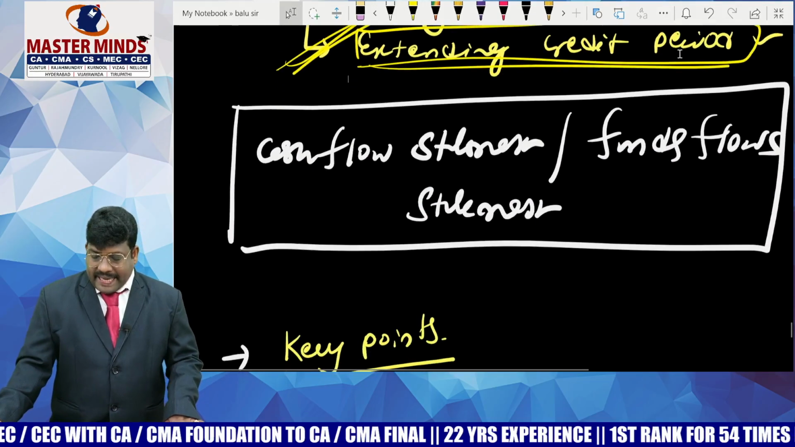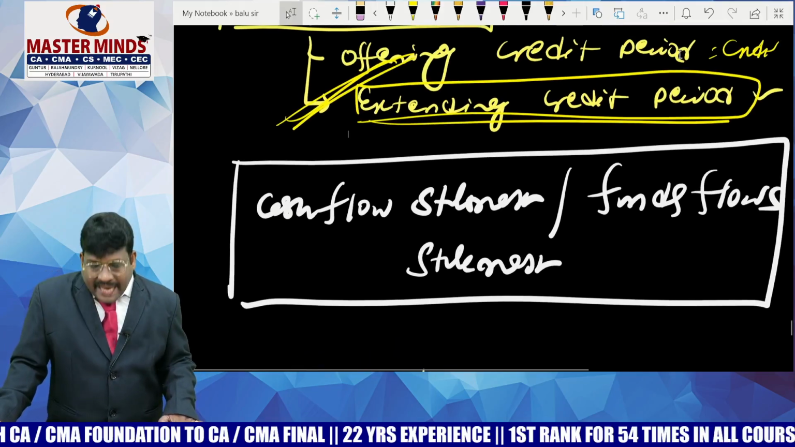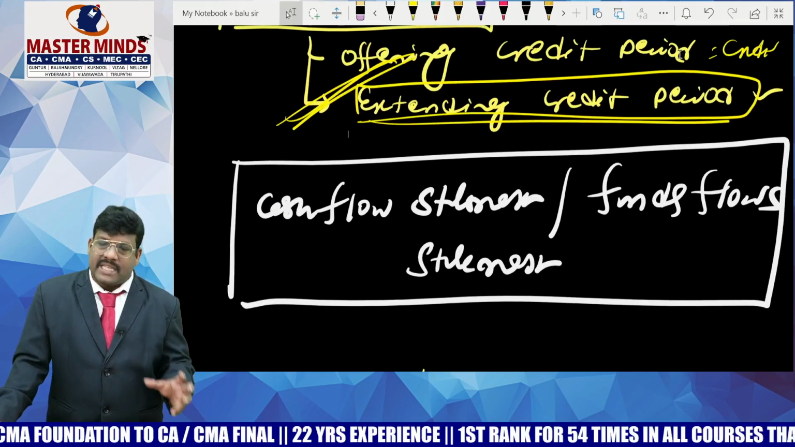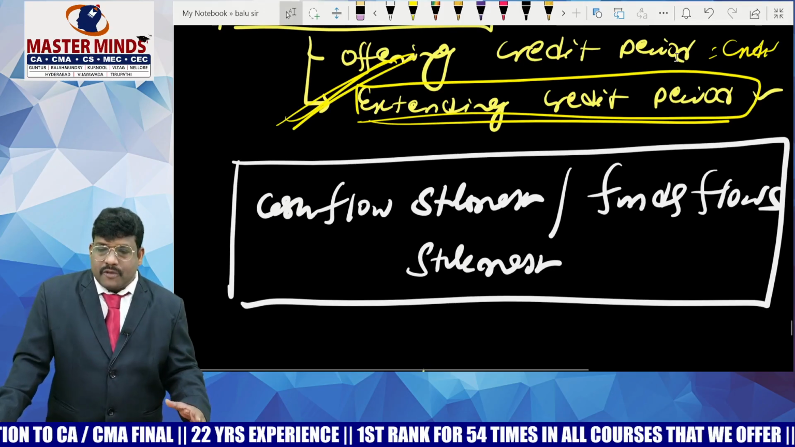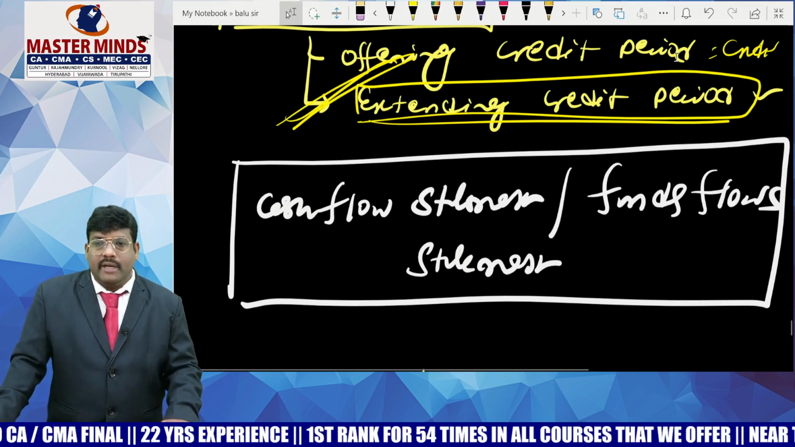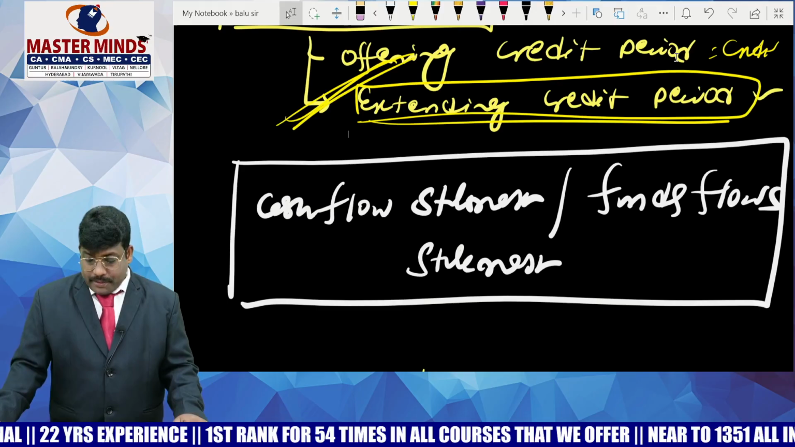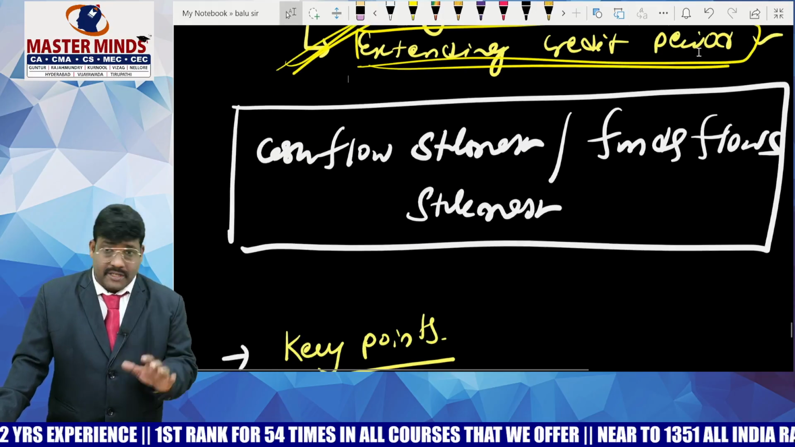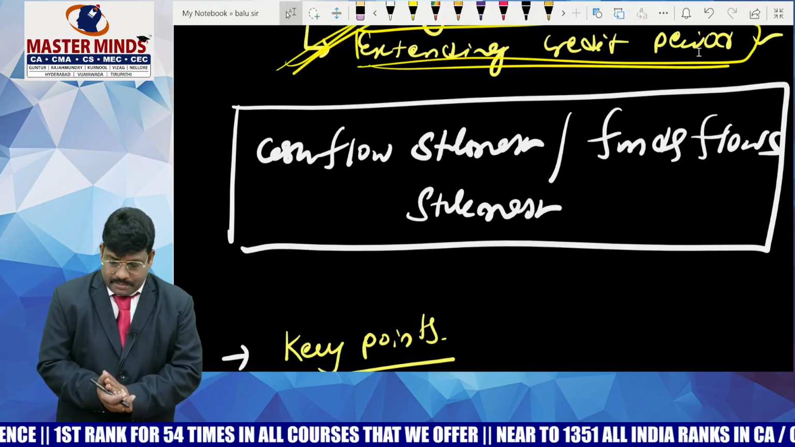Then finally, the cash flow statement and funds flow statement. Comparing to the cash flow statement, I personally argue the funds flow statement is a little bit more important, but it would be easy because some of the concepts are covered in the working capital estimation. So give equal importance to both the concepts, right?